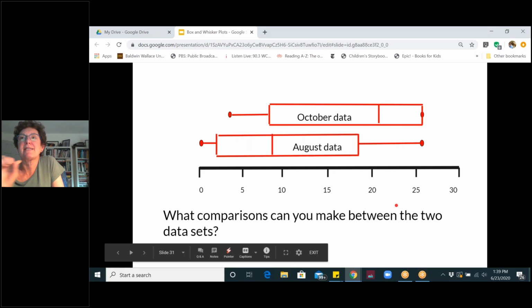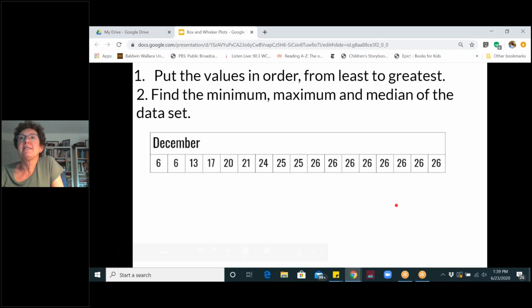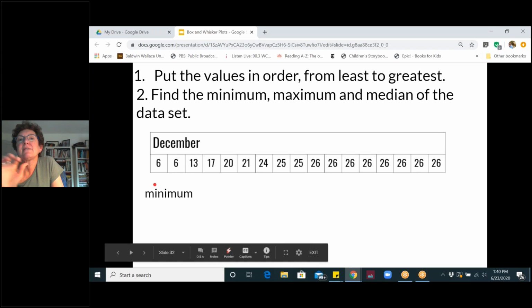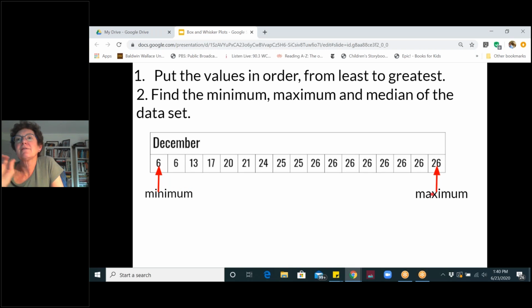We have one more data set. This is September. First thing you do is place it in order from least to greatest. Median of the set. So our minimum is 6. Our maximum is 26. Our median is 25. So, ooh, that looks good already.